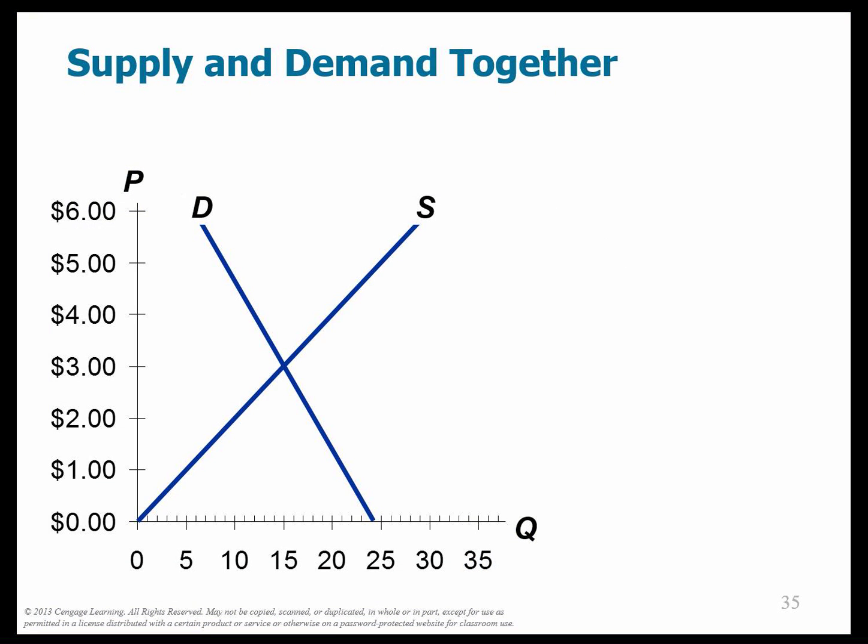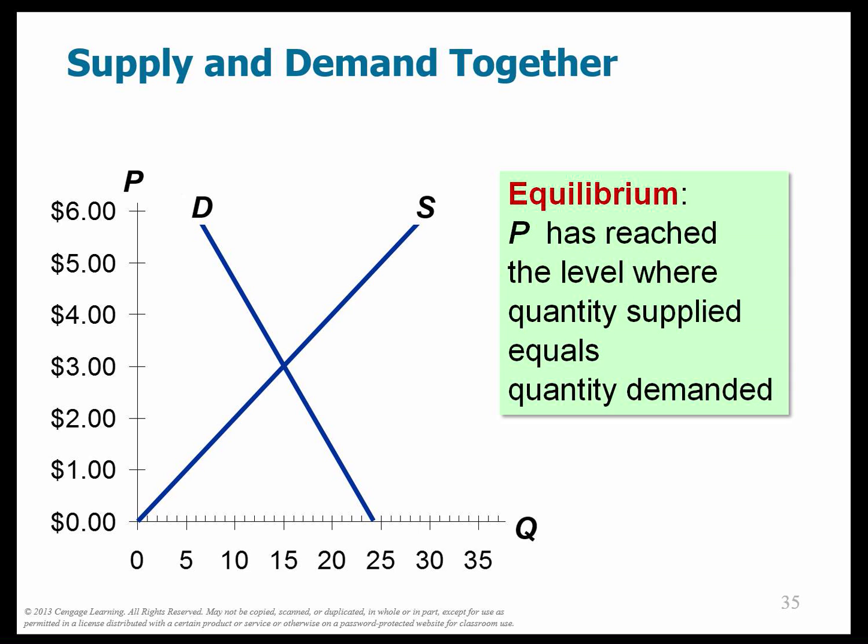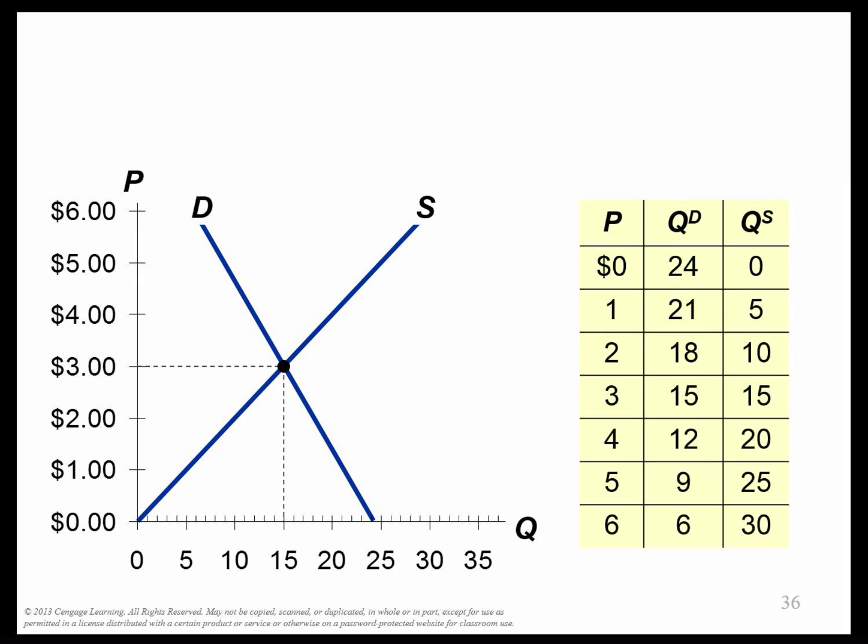All right, so let's put them together, and this is actually the funnest part of this chapter. We can put them together and find the actual equilibrium. So when supply equals demand, that is the amount that people are producing equals the amount that people want, then we're in what's called equilibrium. And in this graph, it's right here at 3 and 15. We call it equilibrium because it doesn't move. Nobody has an incentive to produce more or change the price.